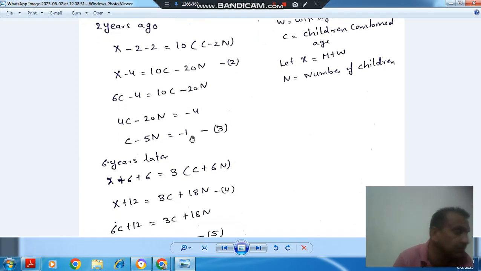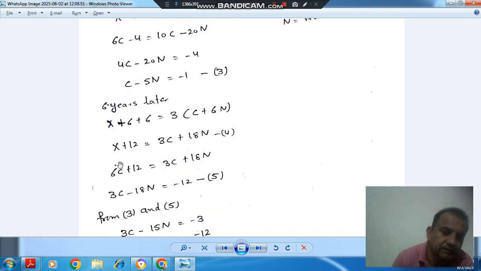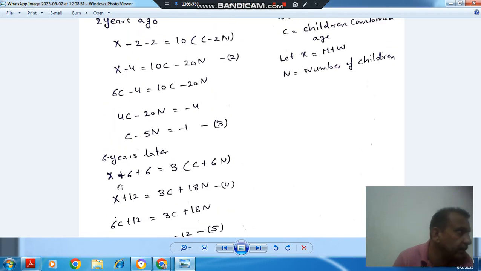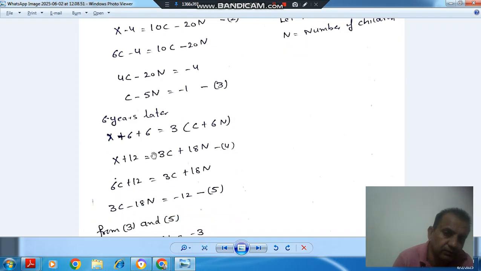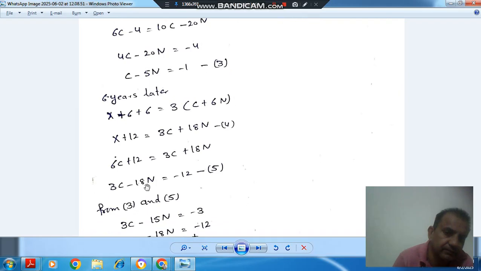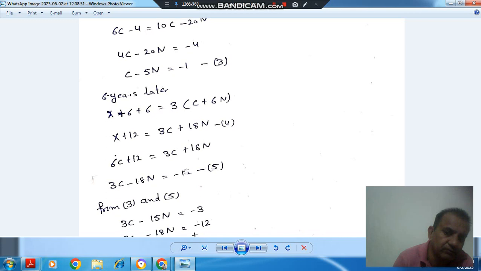So suppose this is equation number 3. And 6 years later the combined age of the man and his wife will be x plus 6 plus 6, and the combined age of children will be c plus 6n, and as it is 3 times, this is the second condition. So x plus 12 is equal to 3c plus 18n, or 6c plus 12 is equal to 3c plus 18n, or we can say 3c minus 18n is equal to minus 12.